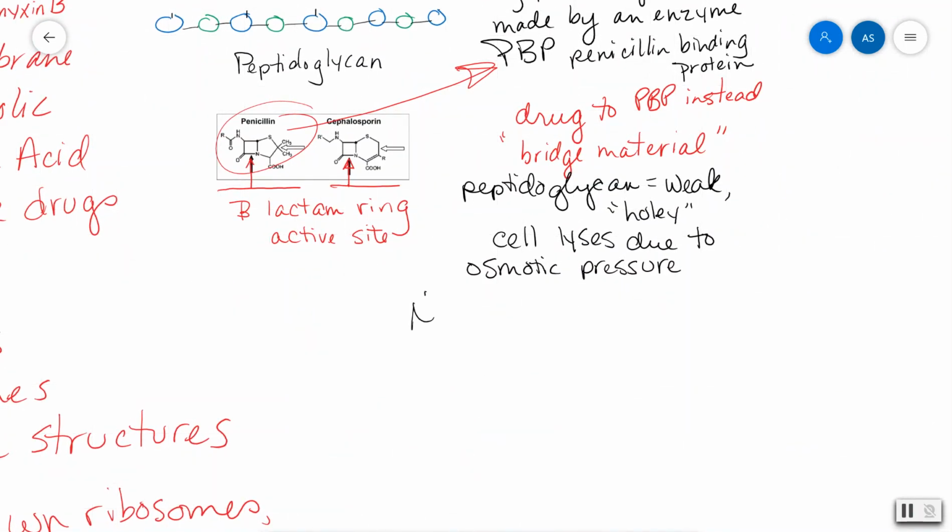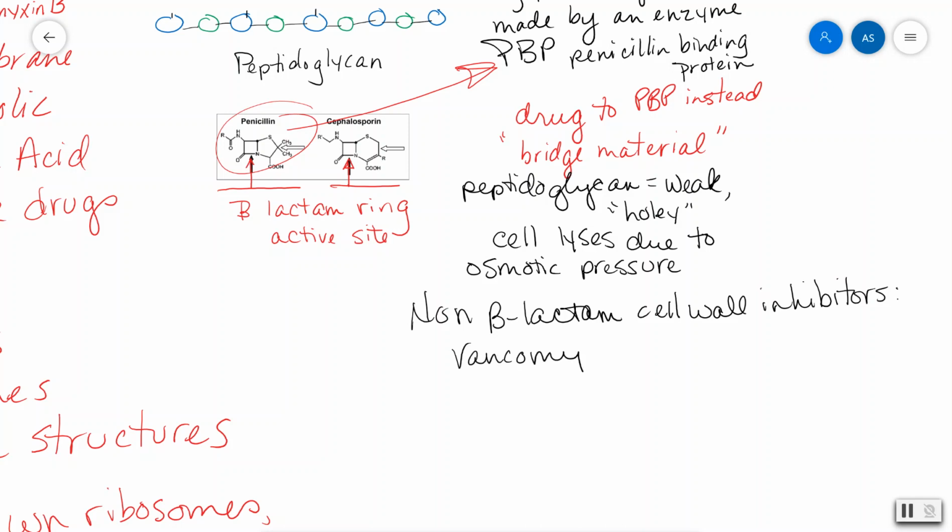There are some non-beta-lactam cell wall inhibitors. And those are things like vancomycin and bacitracin. Okay, so these are the 5 basic mechanisms of action of antibacterial drugs.